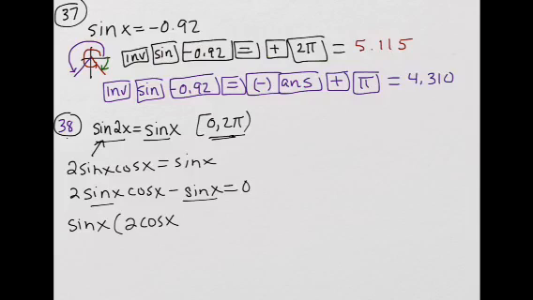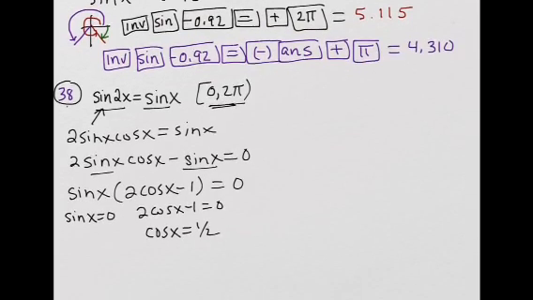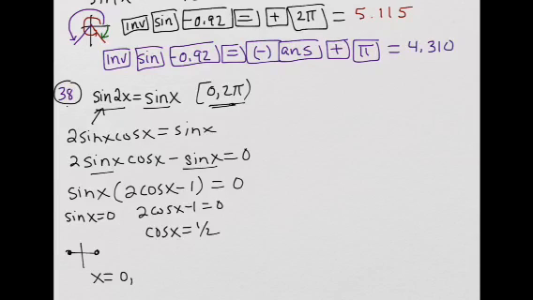2 cosine x minus 1. So set each factor equal to 0, so sine x is 0. 2 cosine x minus 1 equals 0. So this is cosine x equals 1/2. So sine, we know sine is positive here and here. So that means x is 0 and pi. And cosine is 1/2 positive here and here. So that's going to be pi over 3 and 5 pi over 3.